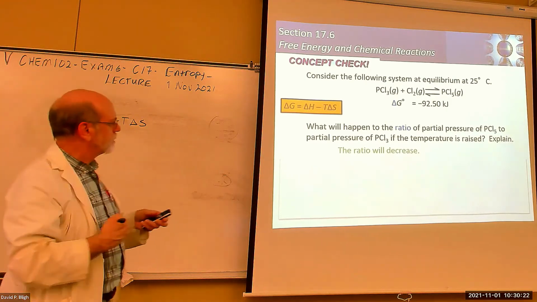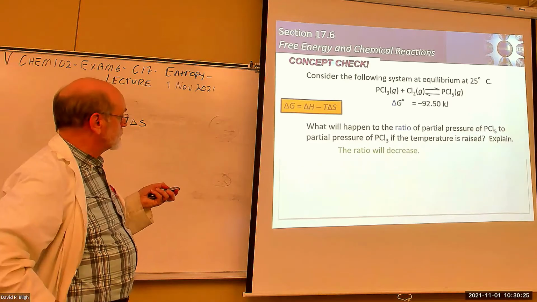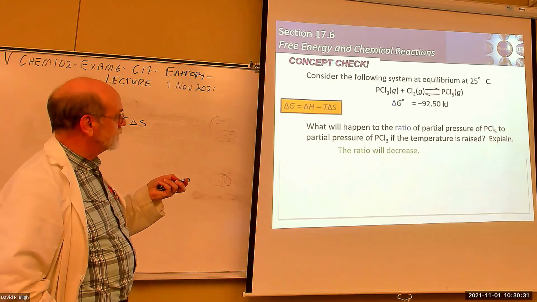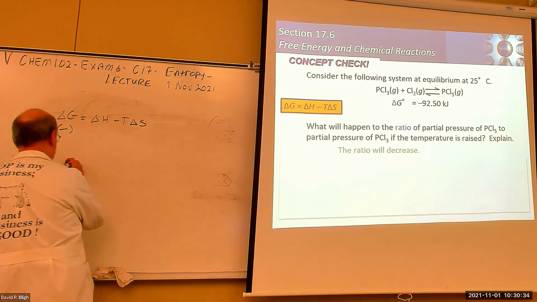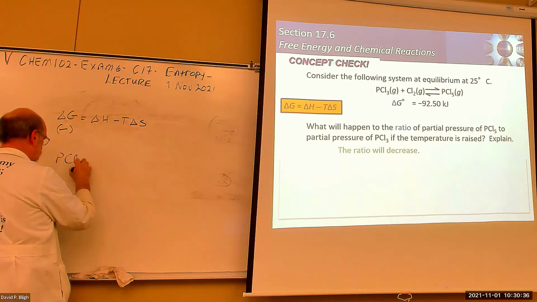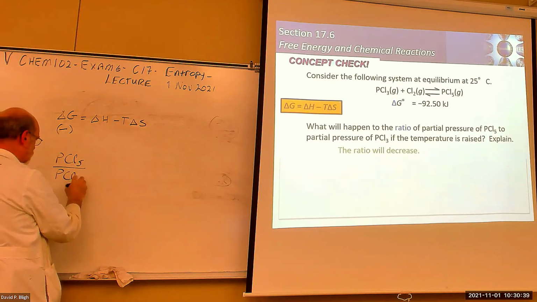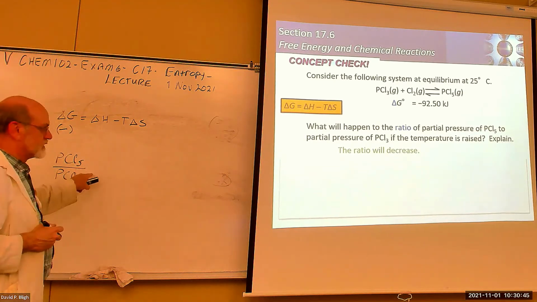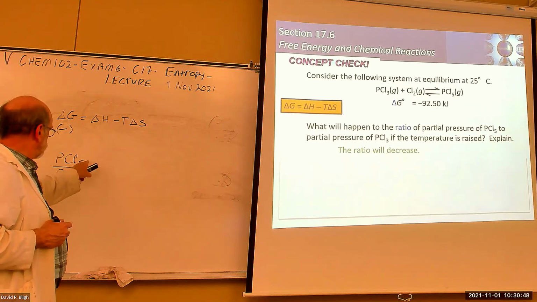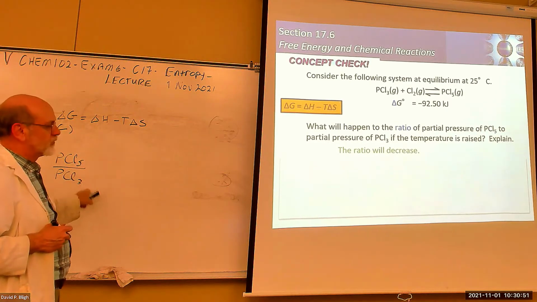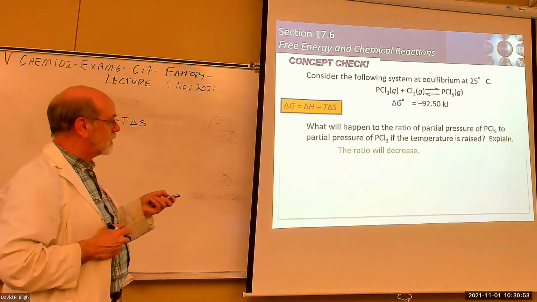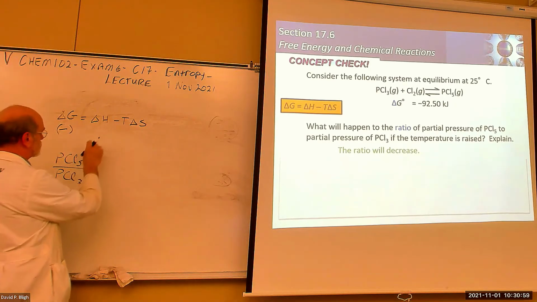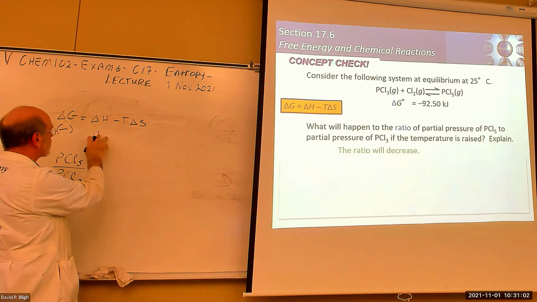So what does that mean? Well, if the ratio of partial pressures of PCl5 to PCl3 decreases, that means we have to get less PCl5 and more PCl3. So the reaction has to go backwards as the temperature is raised. So does that look reasonable? This is probably exothermic.